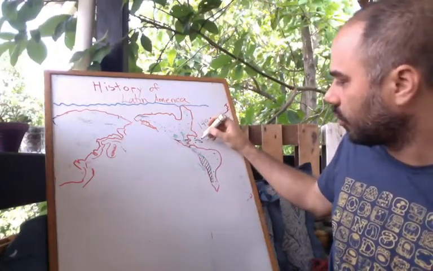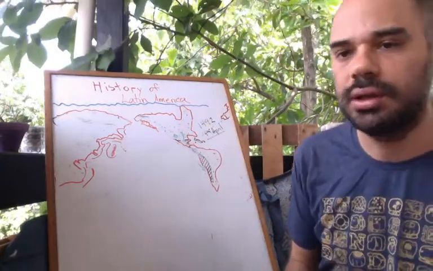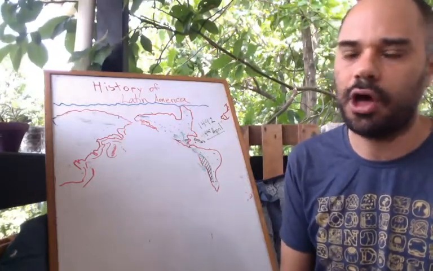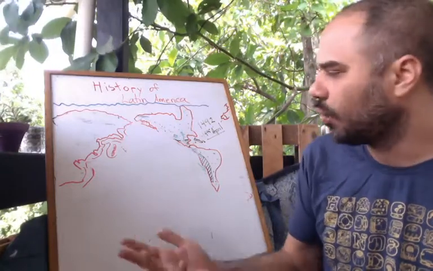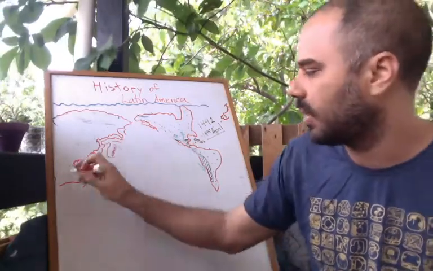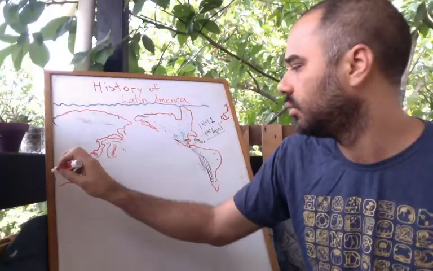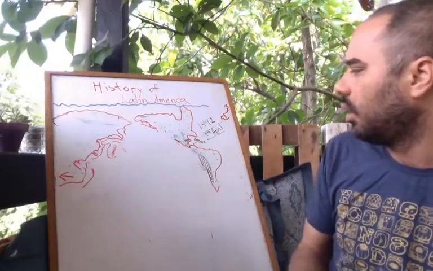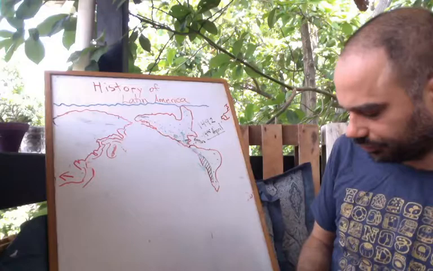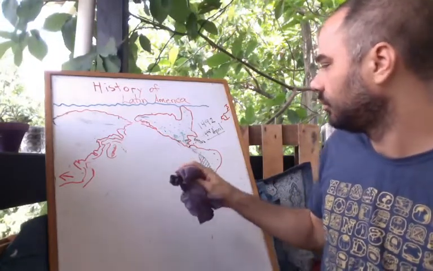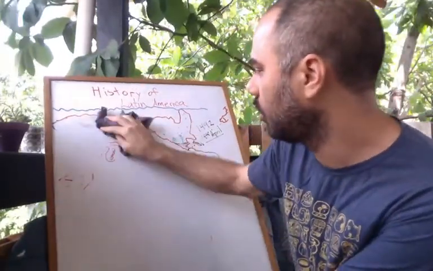They first came to the islands of the Caribbean, and Christopher Columbus thought that he had come to India. And why India? India is over here, man. It's even more to the west than here. Because back in the day, let me make another map of the world.